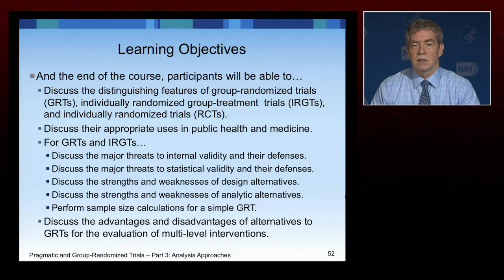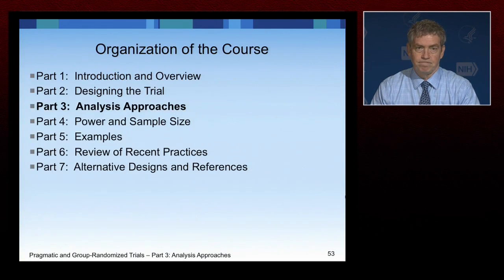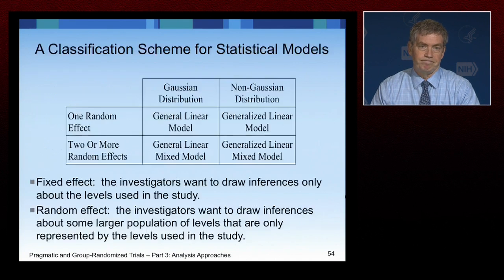Participants will be able to discuss the advantages and disadvantages of alternative designs for group randomized trials for the evaluation of multi-level interventions. The organization of the course is shown here. There are 7 parts. Today we will discuss Part 3, analysis approaches.